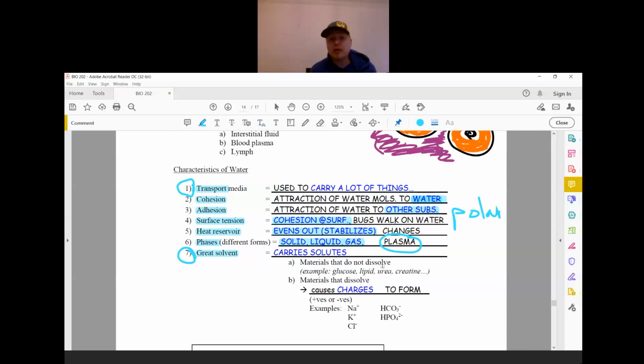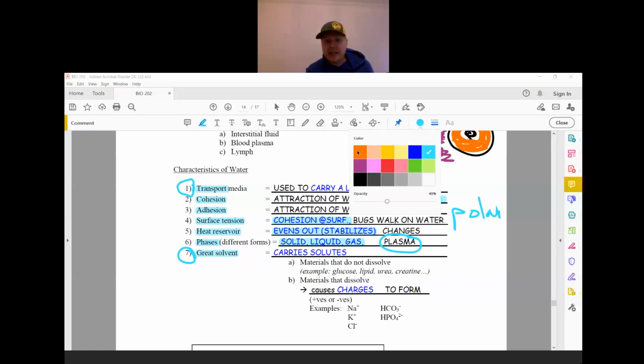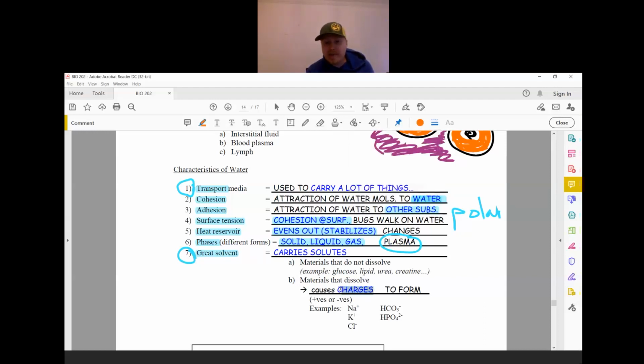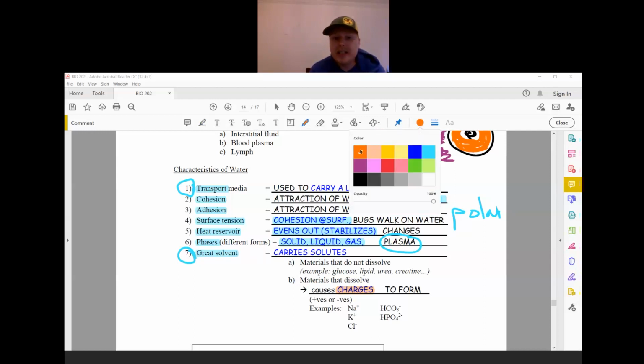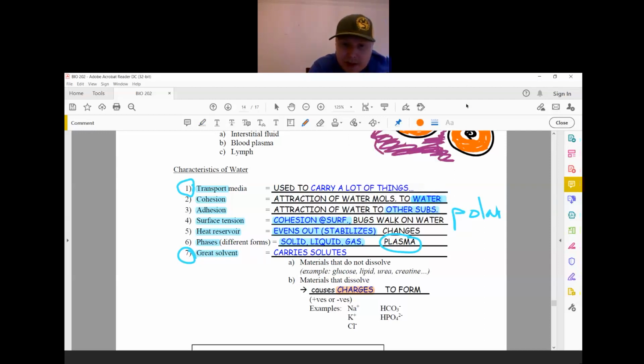And there's a bunch of materials that do not dissolve, such as glucose, lipids, ureas, and creatines. Those are not as big of an interest to us as the materials that dissolve, because as these materials dissolve, what we notice is that there's a change in the charges of these materials. So if you look at all these chemical symbols that I've included here, we end up either with positive or negative charge on all of these. And this would be really important in terms of how they are going to behave as we move further.